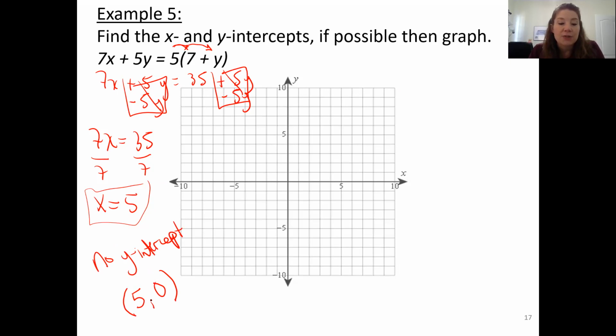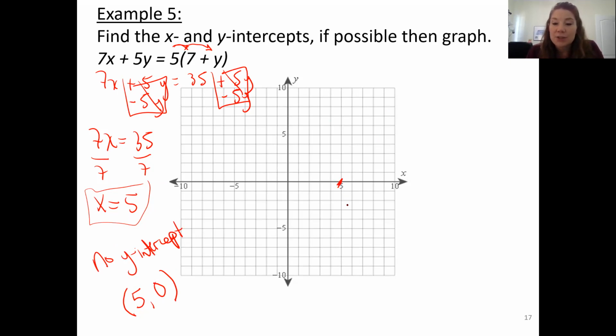So for our x-intercept, when x is 5, y is 0, and we know that, right? Because we're talking about intercepts. So if 5 is x, if that's the x-intercept, y must be 0. So this means go right 5 and don't go up or down. So this is the x-intercept.